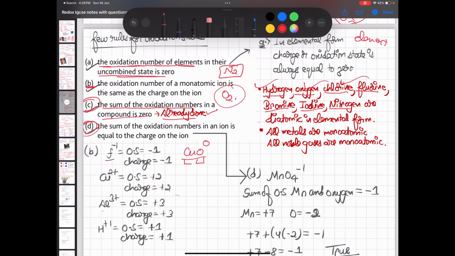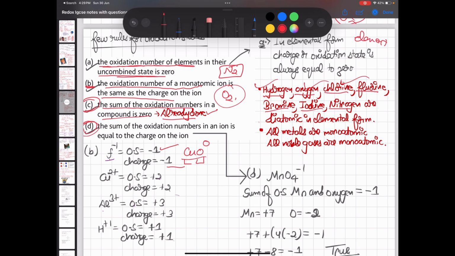B point is the quite obvious one. It's very simple. The oxidation number on a monoatomic ion is the same as charge. We have also discussed this point. If F negative is written, what is the oxidation state? -1. What is the charge? -1. So for monoatomic ions, charge is the same as oxidation state.